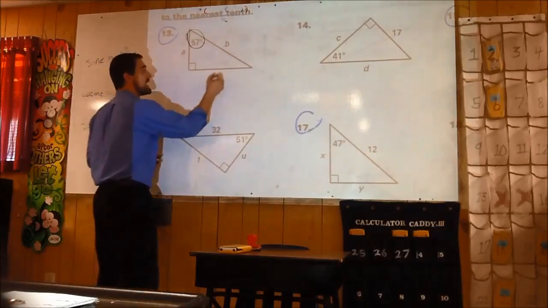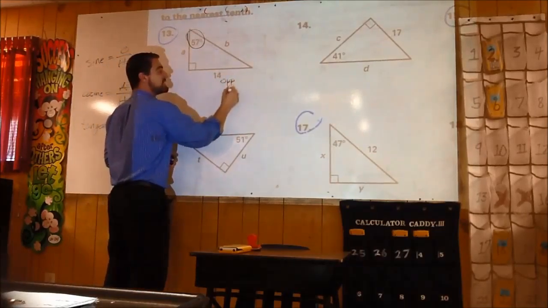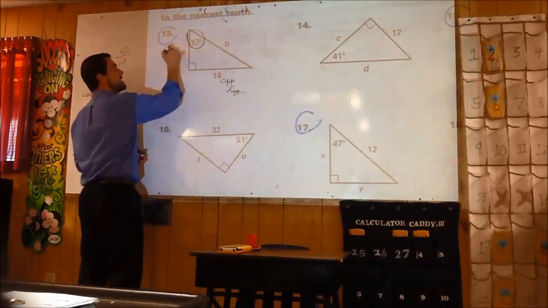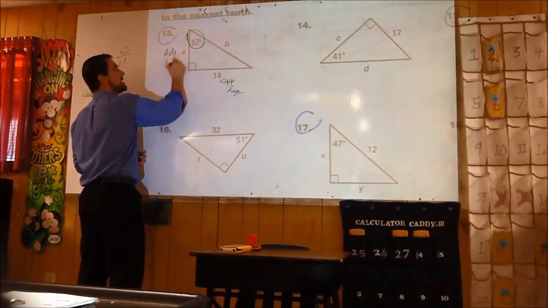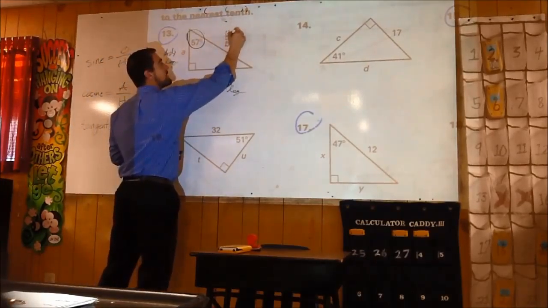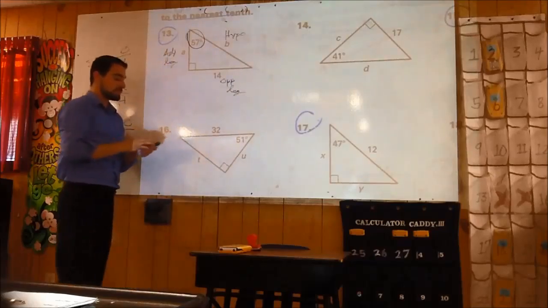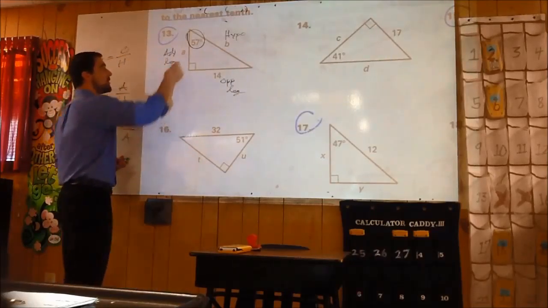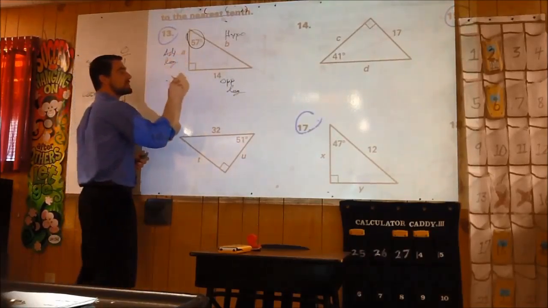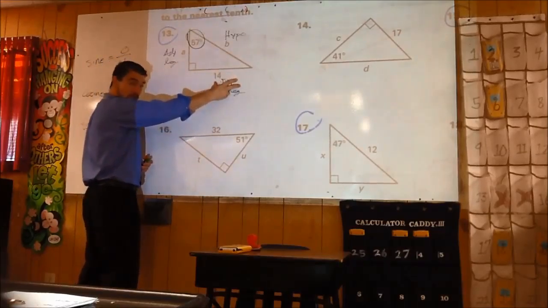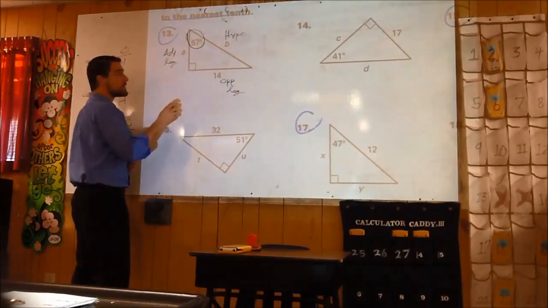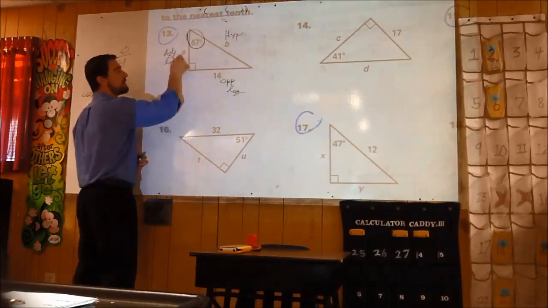We need to label our sides. This is the opposite leg. This here is the adjacent leg. And this is the hypotenuse. So, to solve for A, you always need to use the side length that you know and the one that you're looking for. So what trig function am I going to have to use to solve for A?